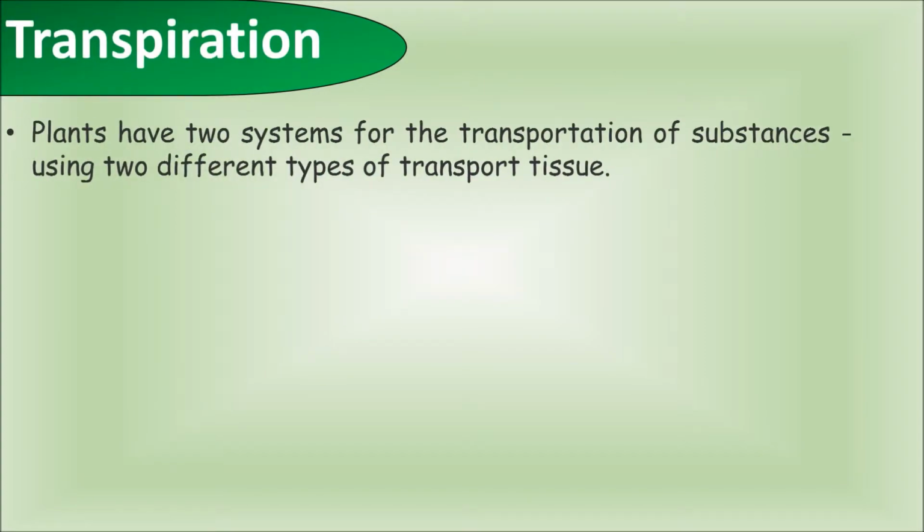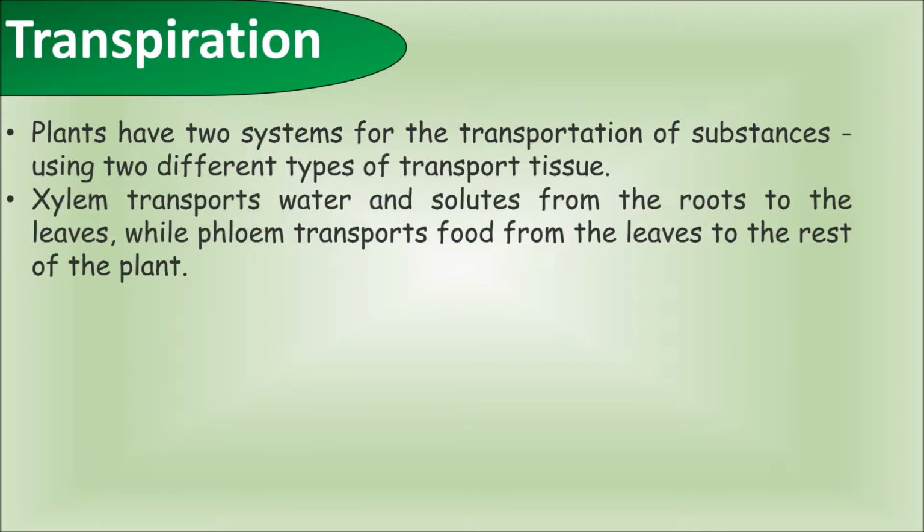Plants have two systems for the transport of substances through them using different types of tissues. Xylems transport water and solutes from the roots to the leaves, while the phloems transport the food from the leaves to the rest of the plant. It's important to remember that the phloems are transporting the glucose from a source to a sink.